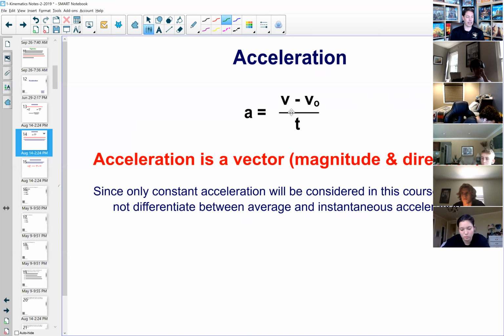Now, another thing I want to highlight up at the top is if you look at the equation of v minus vo, you'll notice that there's no f on the velocity.